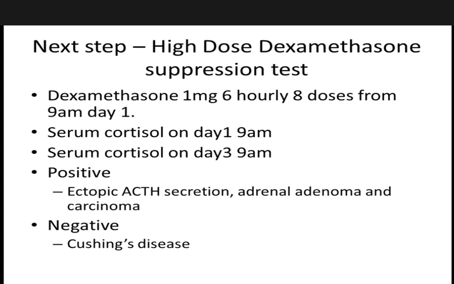Right? So then, if someone is having a positive overnight dexamethasone suppression test and low dose dexamethasone suppression test, right? To differentiate Cushing's disease from ectopic ACTH secretion, adrenal adenoma, and adrenal carcinoma, you go for the high dose dexamethasone suppression test, where you give dexamethasone 1 milligram 6 hourly, 8 doses from 9 a.m. on day 1, and you check serum cortisol level on day 1 at 9 a.m. and serum cortisol level on day 3 at 9 a.m.